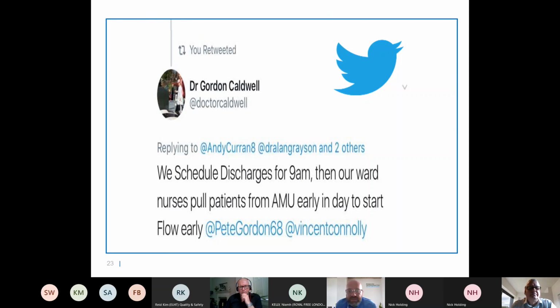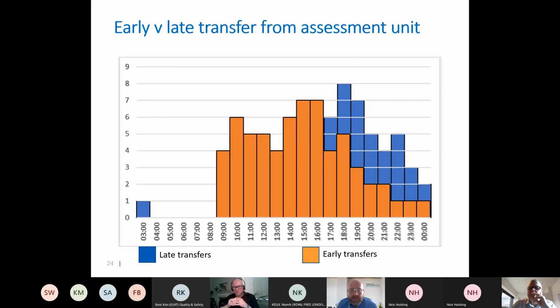Gordon's been a real innovator in this, and this is a tweet from him from a while ago. He said in his hospital they schedule discharges for 9 a.m. Then the ward nurses pull patients from acute medicine early to start the day, and this makes a real difference to early flow. So this isn't pie in the sky theoretical stuff. This is stuff that is happening in different organisations and different hospitals up and down the country, and it might take a bit of work, but there's no reason why it couldn't work in your organisation.